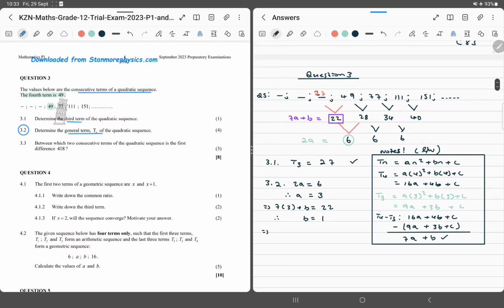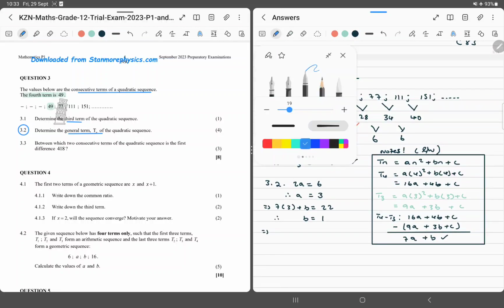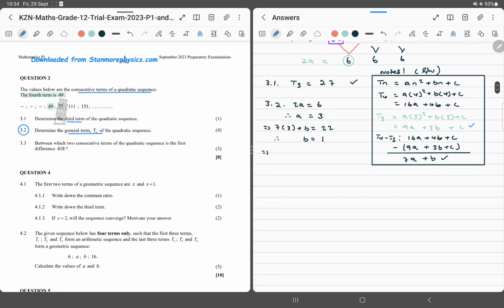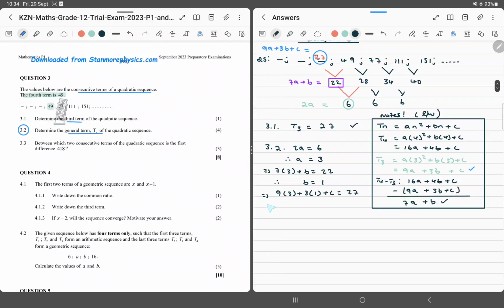Which also implies, now, this is term 3. Term 3 in a quadratic sequence is what? It is 9a plus 3b plus c equaling that. Okay, so we just simply substitute. So this is 9 into 3 plus 3 into 1 plus c is equal to 27. Therefore c is going to be equal to 27 plus 3, 30. When you transpose there, we get a minus 3.